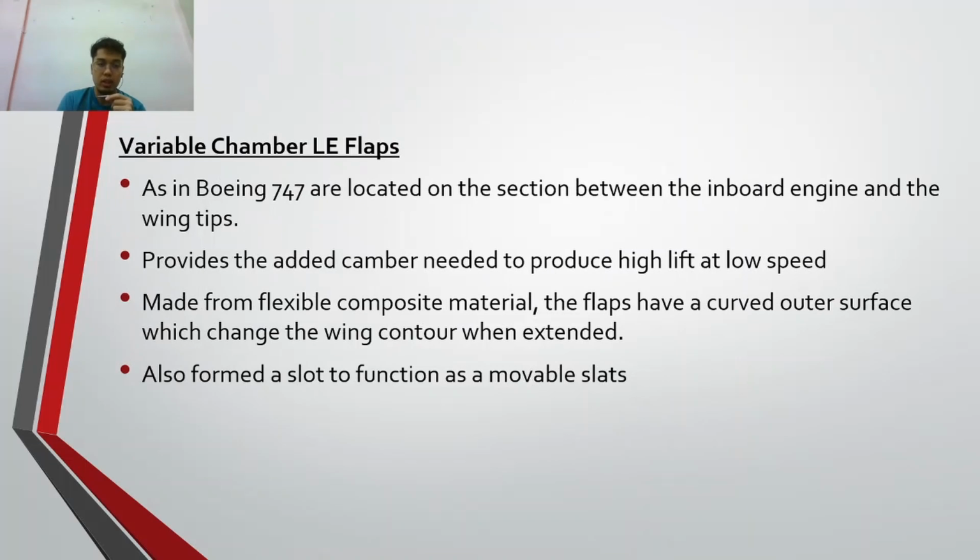The next type of flap is the variable camber leading edge flap. Usually it is used in the Boeing 747. Its location is between the inboard engine and the wingtips. It provides the added camber needed to produce high lift at low speed. It is usually made from flexible composite material. The flap has a curved outer surface which changes the wing contour when extended. It also forms a slot to function as a movable slat.